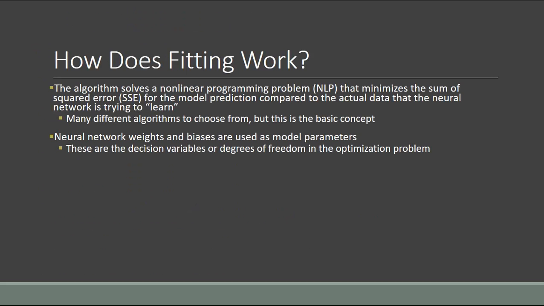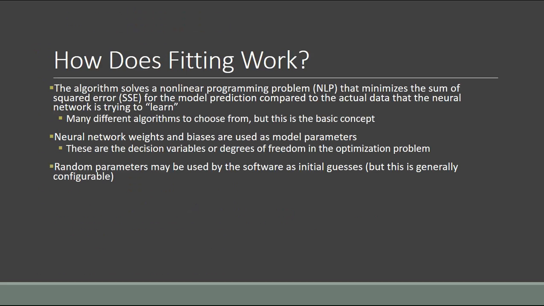So the model parameters, as I mentioned before, are the weights and the biases. These are the decision variables, or the degrees of freedom in the optimization problem. And this is why adding more neurons gives you more model parameters, and therefore more degrees of freedom. So you typically get better fits, at least to your training data, by adding more and more neurons. But remember, that's a dangerous thing because you can overfit, and then you'll find that your model doesn't actually work as well as it should when you apply it to a new data set.